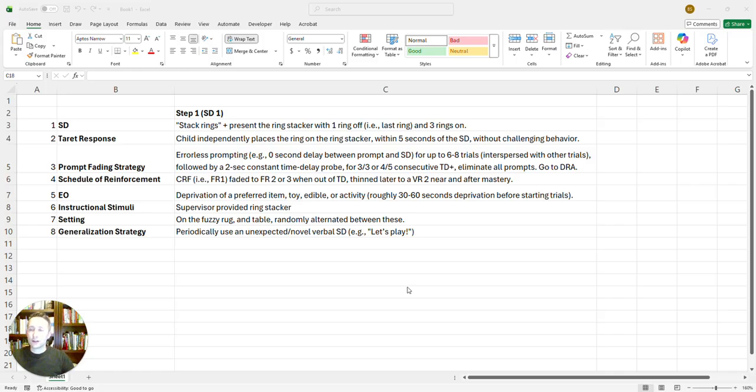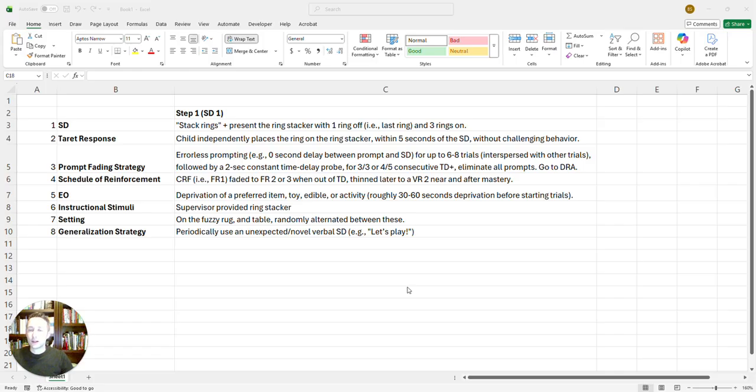Okay, let's take a look at the prompt fading strategies, how we're going to accomplish this. It's specified there's errorless prompting, so that's a 0-second delay between the prompt and the SD, for up to 6 to 8 trials is the recommendation here. So you're interspersing this ring stacker target with other targets. Once you've run 6 to 8 trials in which the errorless prompt successfully evoked the target response, then you would use some time delay probes. It says followed by a 2-second constant time delay probe.